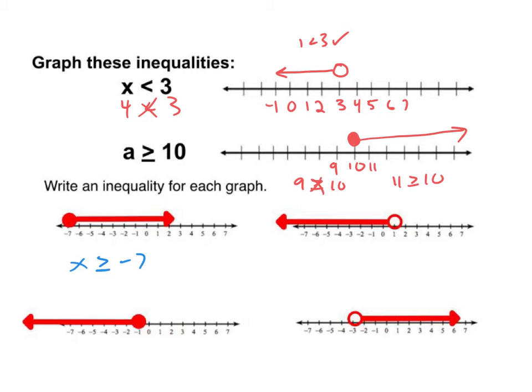Same type of thing on the next one. It's going to be a 1, and I've got an open dot, so that means that I don't need this line.